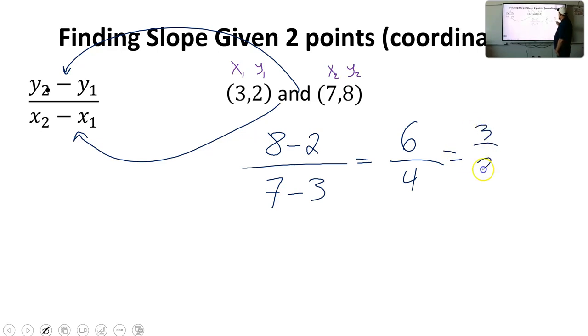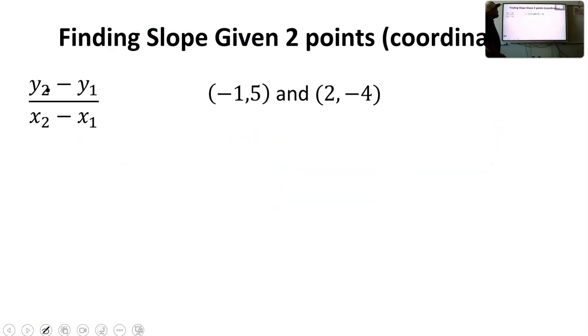That equals 3/2. So I have a slope of 3/2, which means it is a positive slope. So I'm going up 3, right 2. And then up 3, right 2. And over again, up 3, right 2, because that is my slope. Okay, let's try it on another one.